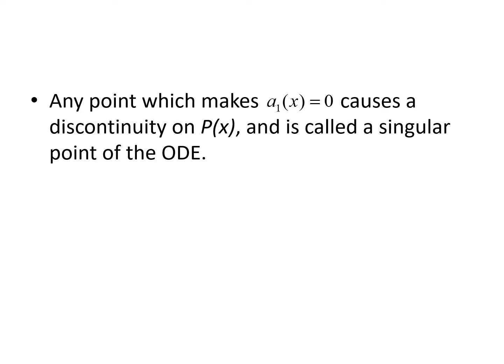All right, another piece of terminology, so any point that makes the leading coefficient, a1 of x, equal to 0 is going to cause a discontinuity on p of x, because we divide by a1 to get p of x, right? So anytime that a1 of x is equal to 0, that causes a discontinuity, and so that point is going to be called a singular point of the ODE. And singular points help to advise us what intervals we need to look at when we're considering the solutions to our differential equations.